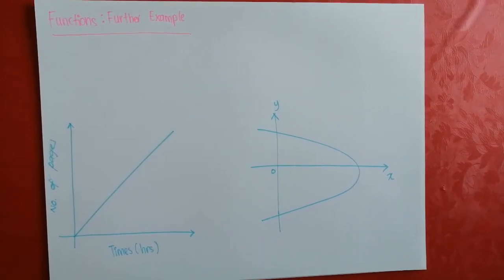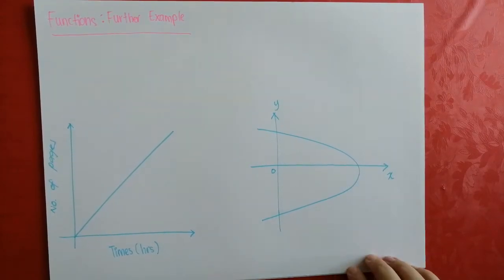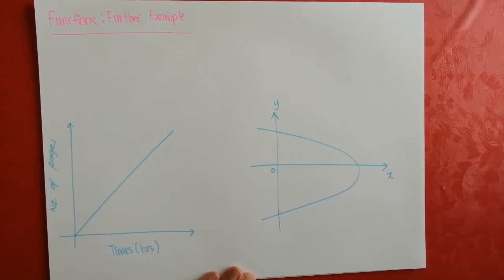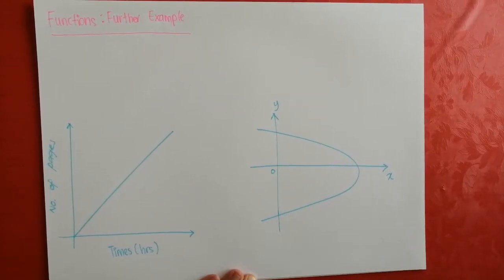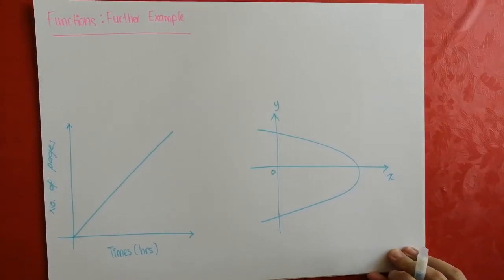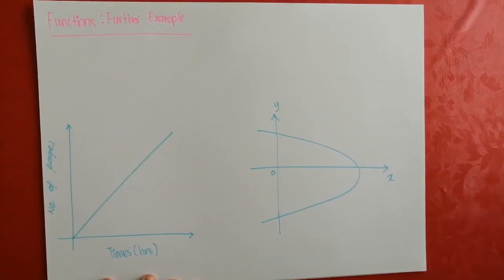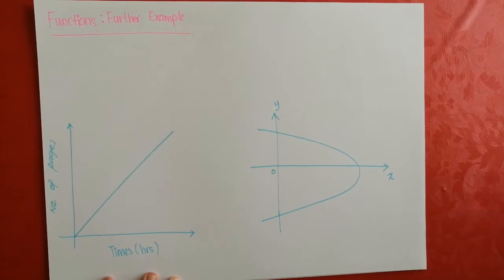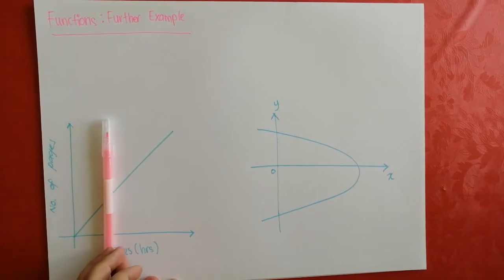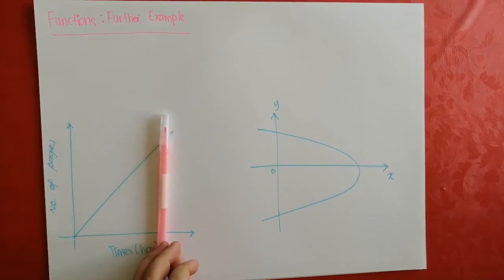So in this further example, on the first page, to check whether it is a function or not, we have the vertical line test. In the vertical line test, if we move over the x value and intersect the graph, every time you will only have one value of y. So if you draw a vertical line, you will always see that it only touches the graph once.